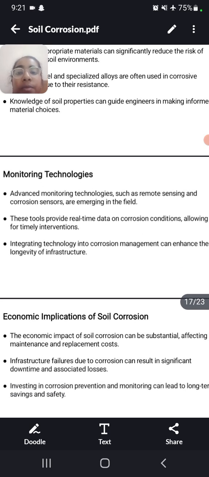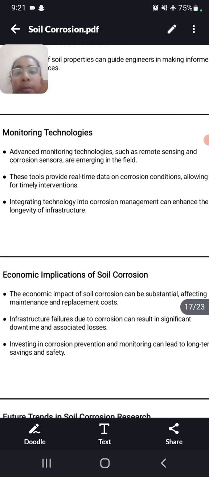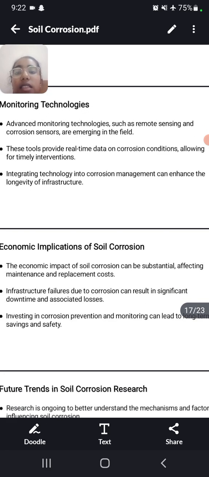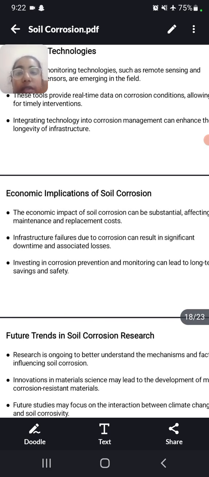Monitoring technologies. Advanced monitoring technologies such as remote sensing and corrosion sensors are emerging in the field. These tools provide real time data on corrosion conditions, allowing for timely interventions. Integrating technology into corrosion management can enhance the longevity of infrastructure. Economic implications of soil corrosion.